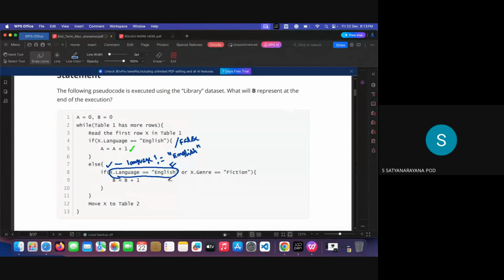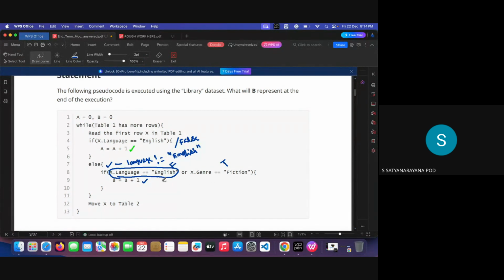Whenever it's false, it is expecting at least true here. So it will be true if and only if the genre is fiction. If the genre is fiction, whether it is true or false, then only B is increased. Remember, B will be increased if and only if the book is other than English. And definitely the genre is going to be fiction.